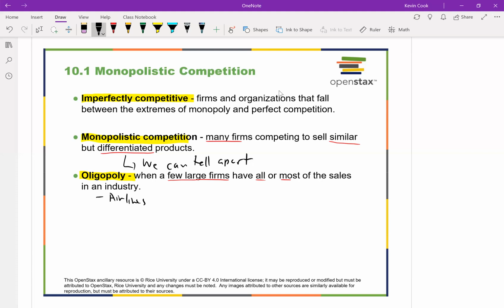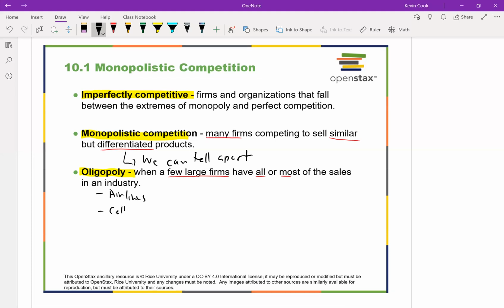Or another way to think about that, if I want to go from anywhere in the USA to anywhere in the world, more than likely I'm going to start on one of three of the major carriers. So we have our airlines. We also have our cell phone providers.